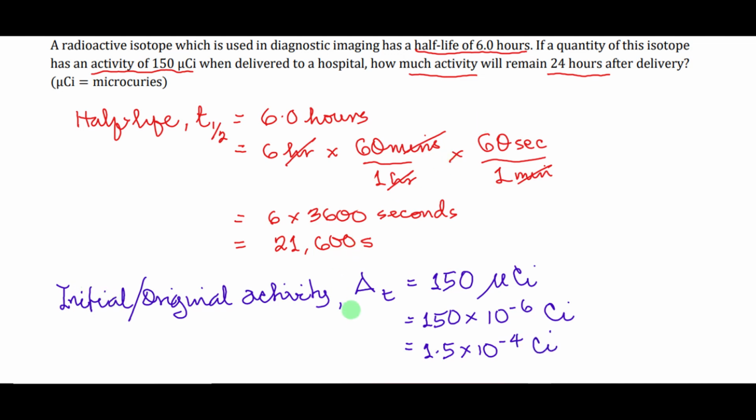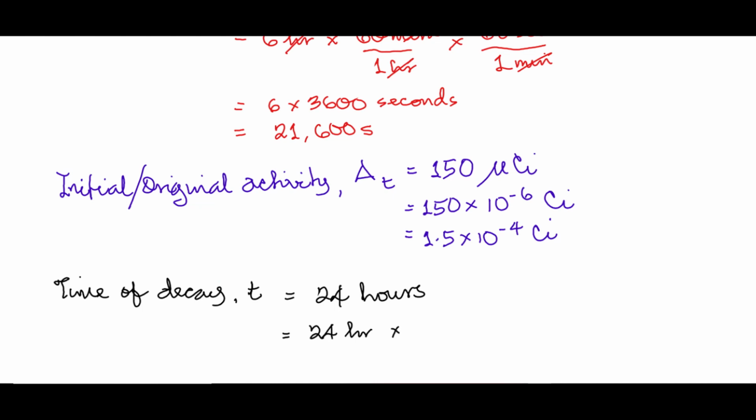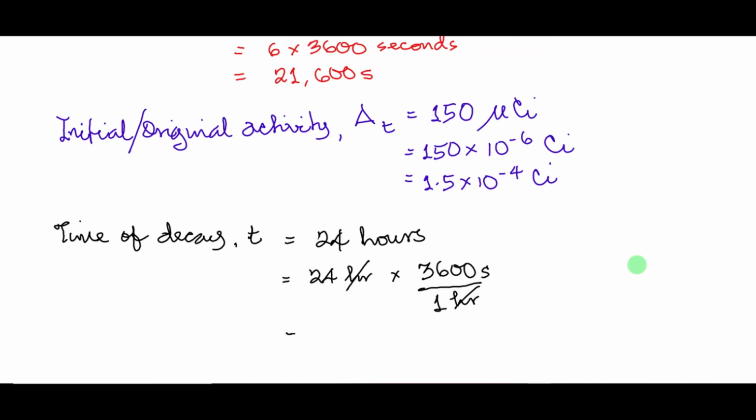Okay, then we are given the time. We are given the time of decay, that's t equals 24 hours. And we can convert this to seconds by multiplying by 3,600 seconds over 1 hour. So that gives us 86,400 seconds.